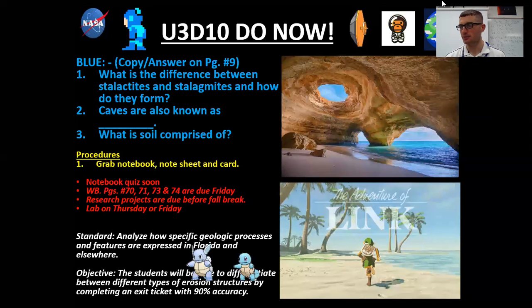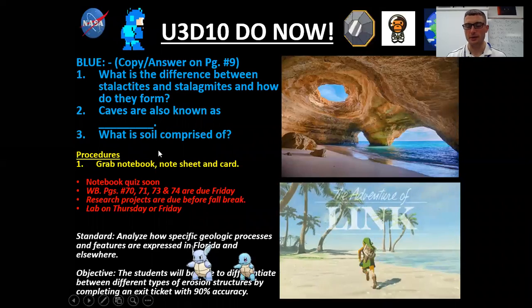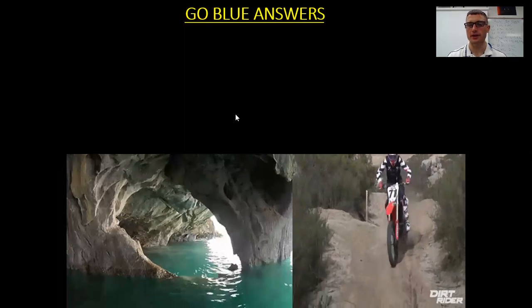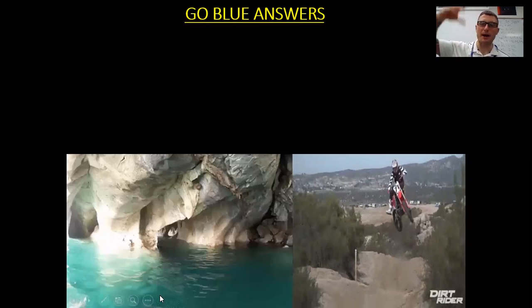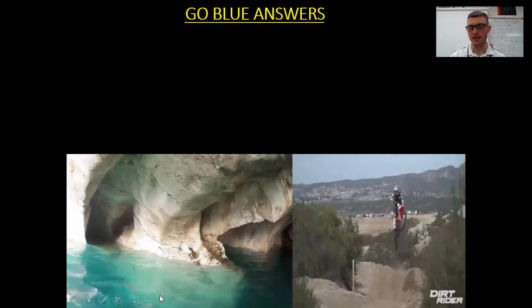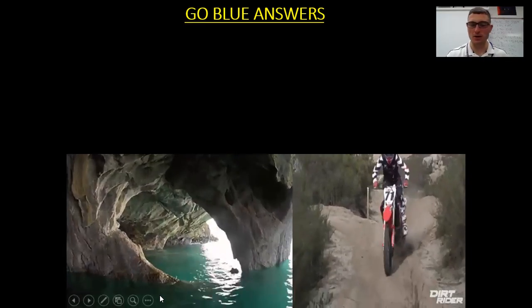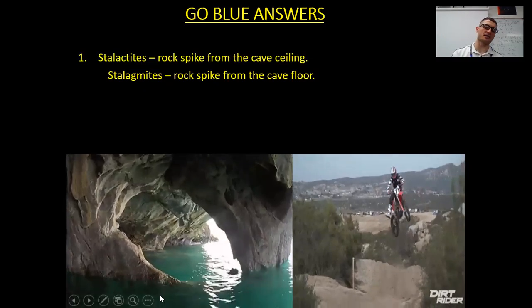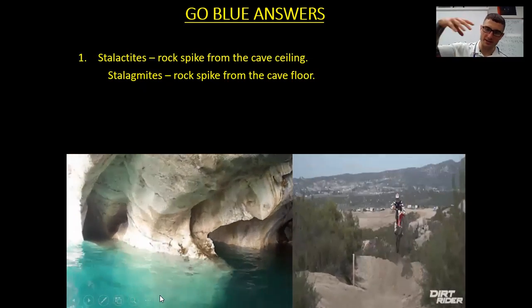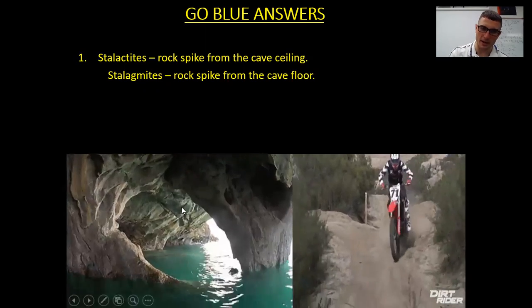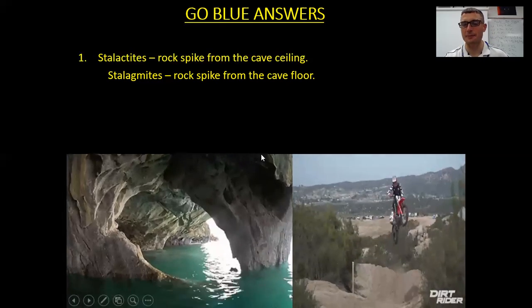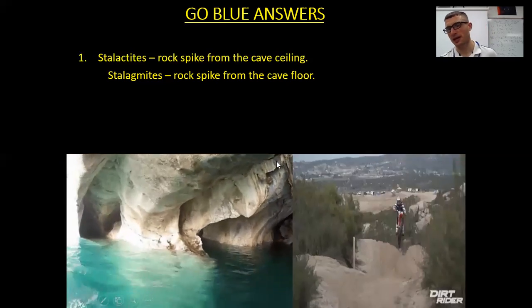Stalagmites and stalactites. I'm sure a lot of you are thinking, what in the world is that? Well, if you didn't know, when you go inside of caves, oftentimes they've got these rock spikes, right? You've got spikes coming off the ceiling and spikes coming off the ground. So just so you know, stalactites are rock spikes from the cave ceiling. This is kind of an ocean cave, and you see some of the spiky stuff at the top. Not the best example, but it looked the coolest, so I threw it in there. Whereas stalagmites are the rock spikes from the cave floor.